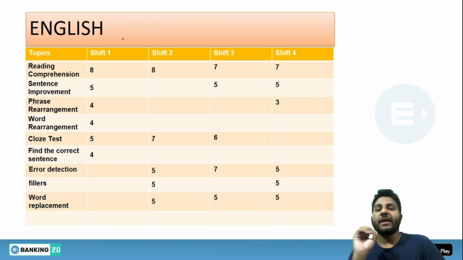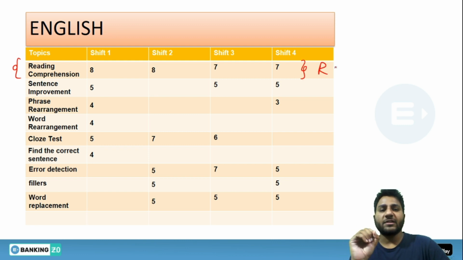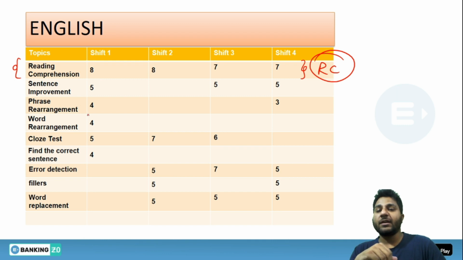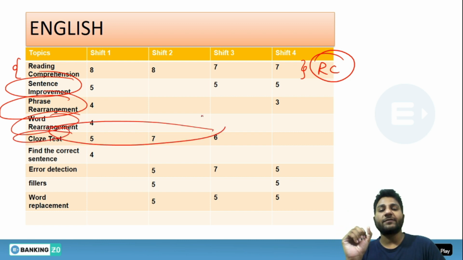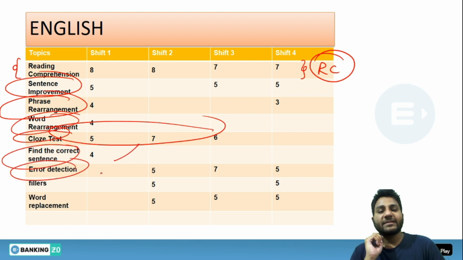The English segment has been continuously asking reading comprehension, RC. So you should be aware that you will be asked lots of reading comprehension questions in the coming examinations. After that they were not as predictable. Look at this. They have given sentence improvement in 3 shifts, phrase rearrangement in 2 shifts, word rearrangement in 1 shift, cloze test in almost all the shifts except the last shift, correct sentence in 1 shift, error detection in all except the first shift.